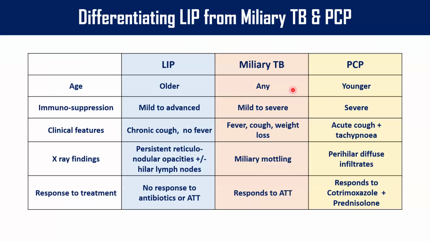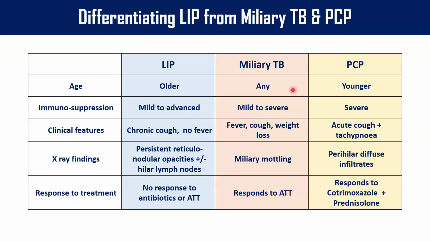So LIP is most of the time seen in older children, around 5 years and above. Miliary TB can be at any age. PCP is usually in younger children. Immunosuppression can be mild to advanced in LIP, mild to severe in miliary TB. It can be severe in PCP pneumonia.